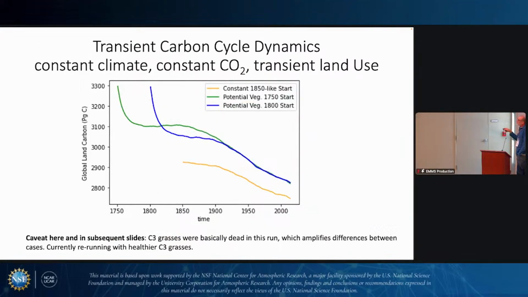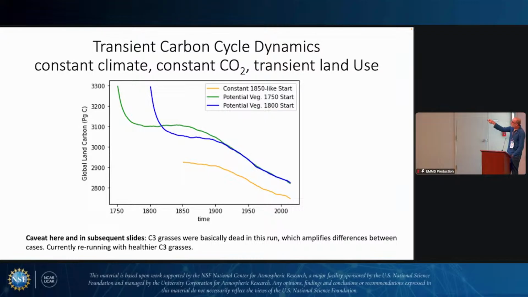And now let's switch to talk about carbon. And here, the reason why, unfortunately, this isn't the last version of this that I'm going to do is that I realized after this was done that the C3 grasses were basically all dead in this run, which is an issue of model calibration. I was using a version where the C3 grasses weren't well calibrated. I've been working on this since. We've got healthier C3 grasses, and so I'm redoing all this right now. So that's going to amplify some of these differences between these cases, but I still think there's some useful stuff that we can get out of these simulations.